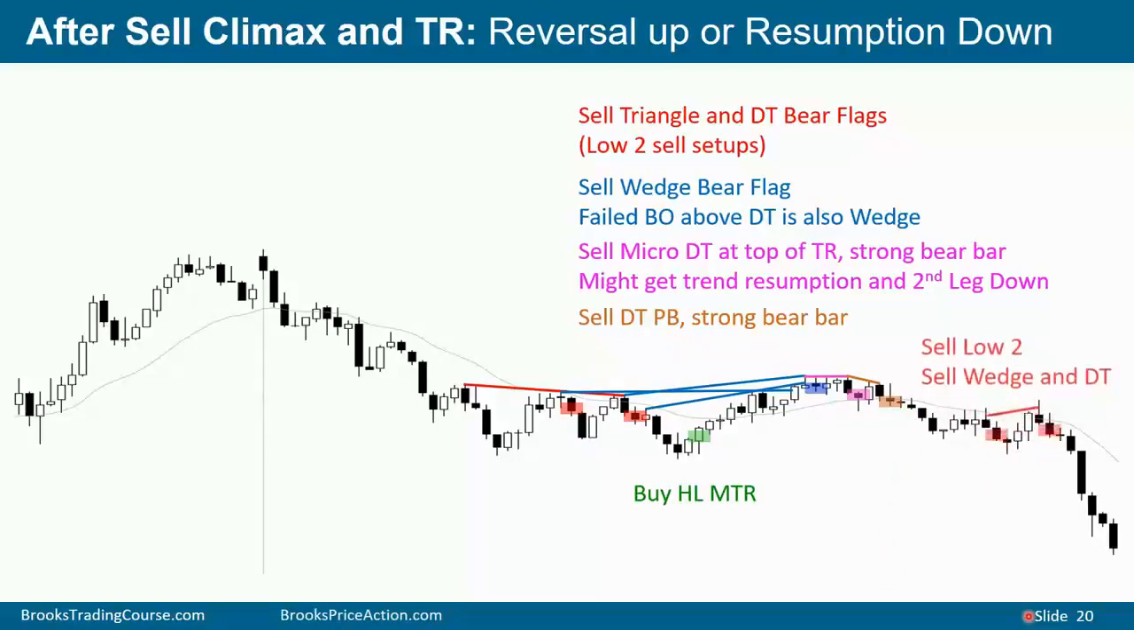Here's a low 2, low 1, low 2, okay to sell that. If you take a sell either below this bar or that bar, stop is probably up here because we could get a slightly higher high, fairly common. It's okay to short instead below this bar.